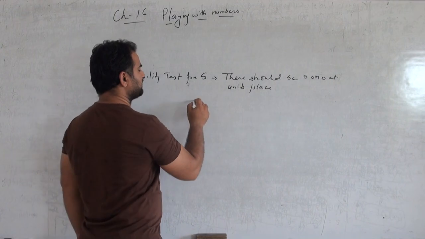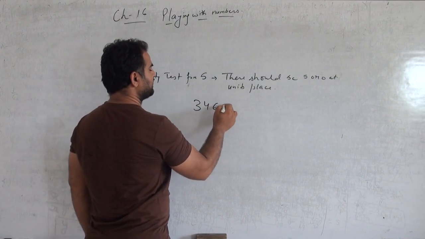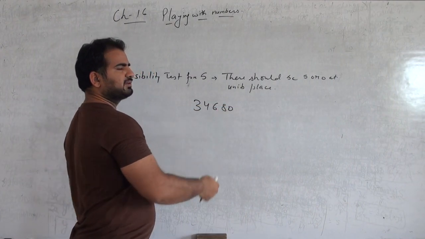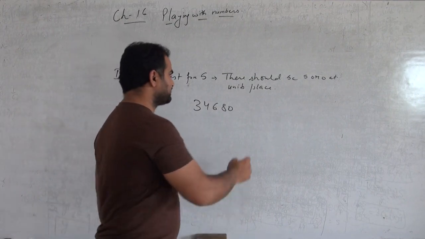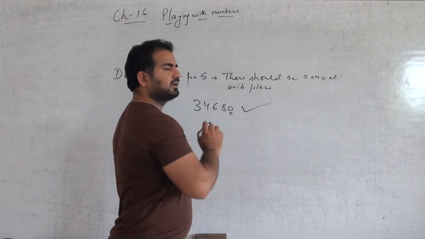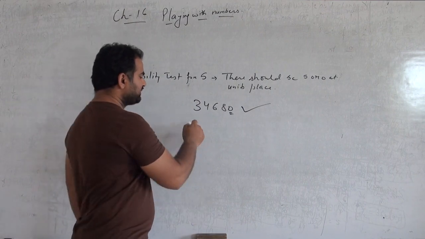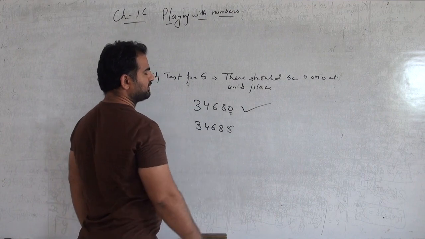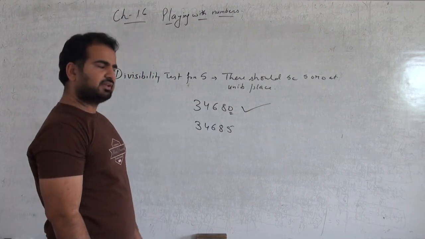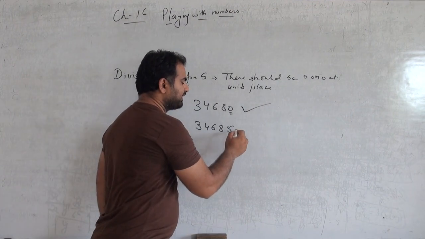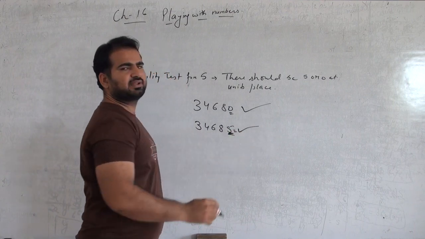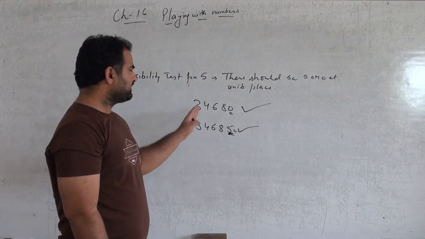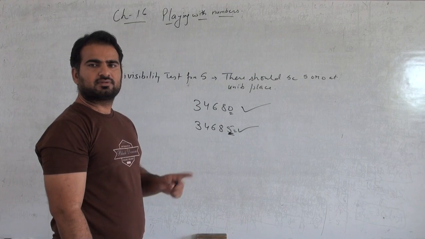Like the number is 34680. Is the number divisible by 5? Yes, because at the units place we have 0. Okay, is this number 34685 divisible by 5? Yes, it contains 5 at the units place. So this is the divisibility test of 5.